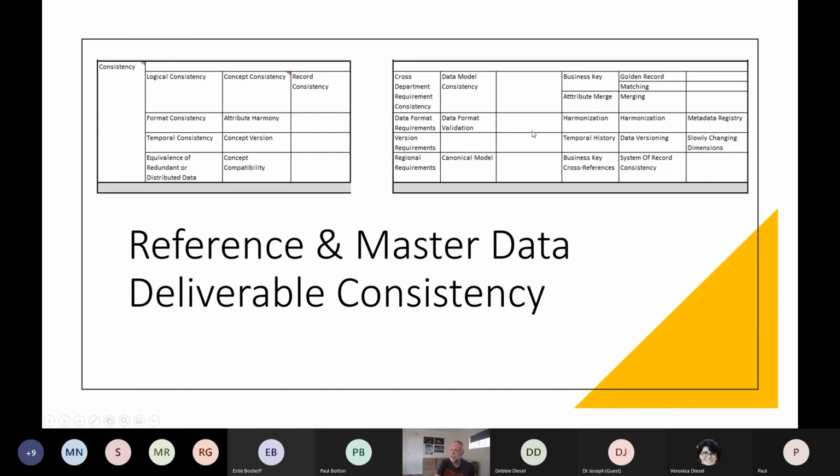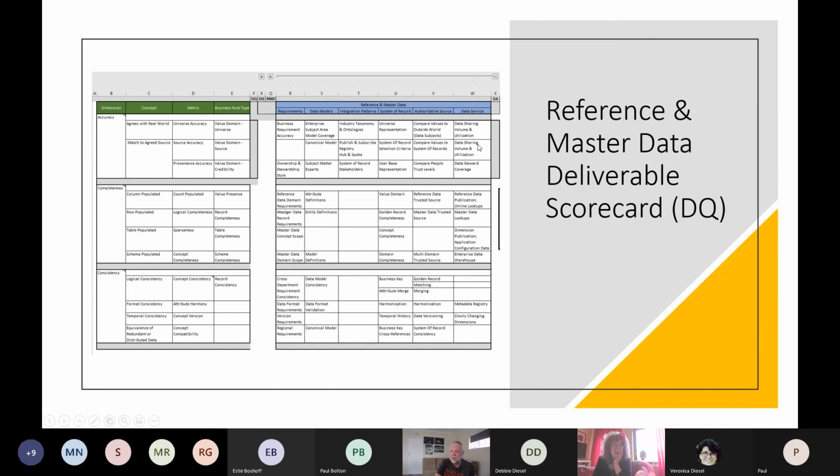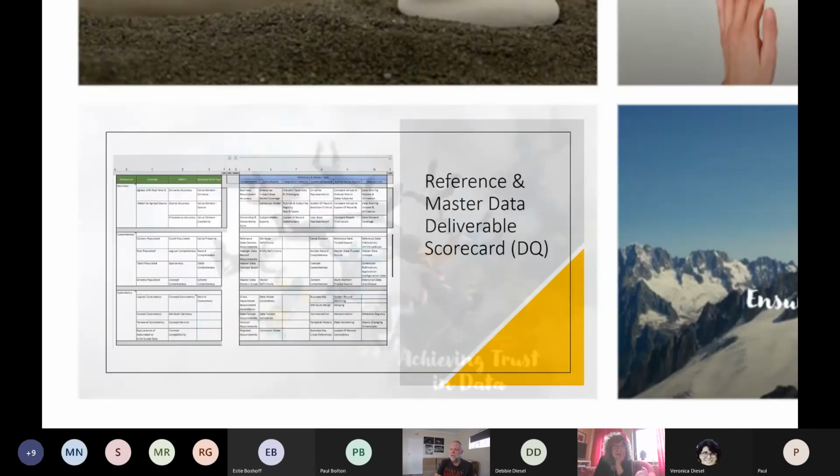We want the format validation. We want harmonization. And we want a metadata registry so that anybody producing a data model or setting up an application should be able to get the definitions from reference and master data. That's a service that we should be able to provide. Of course, we should be able to provide slowly changing dimensions to the BI, and that's in terms of temporal consistency. And then the last one that I did was a summary of all of those different areas. And that's it.